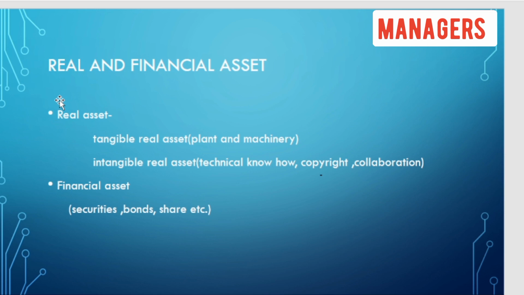Before going to financial management, we have to discuss real and financial assets. Real assets are tangible and intangible. Tangible real assets are plant and machinery, and all the assets the company has for smooth functioning. Intangible real assets are technical know-how, how to operate new or special technology, copyright or other intellectual property rights, and collaborations to develop new products or capture new markets. In financial assets, we consider securities, bonds, and shares.